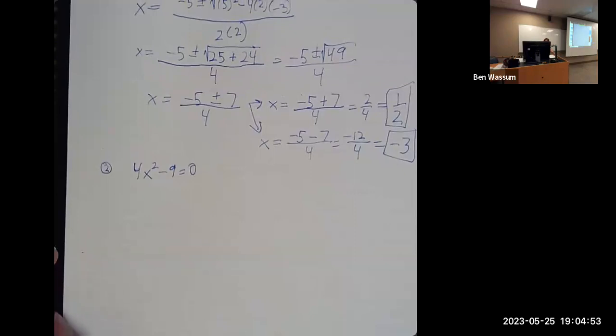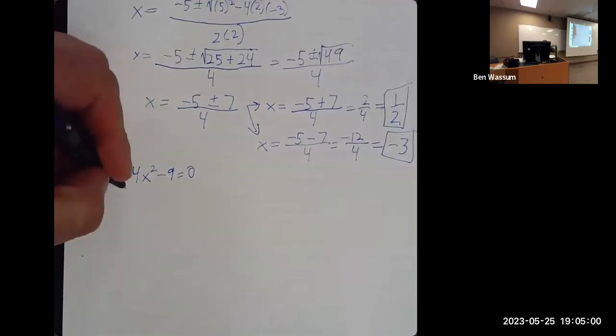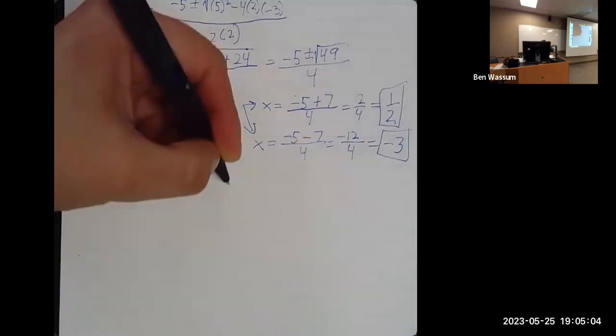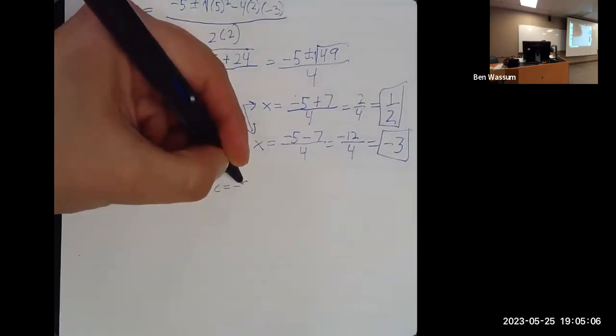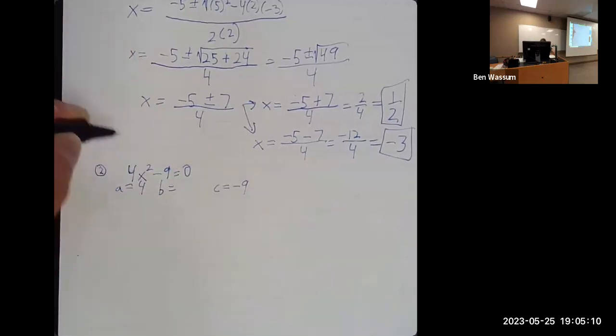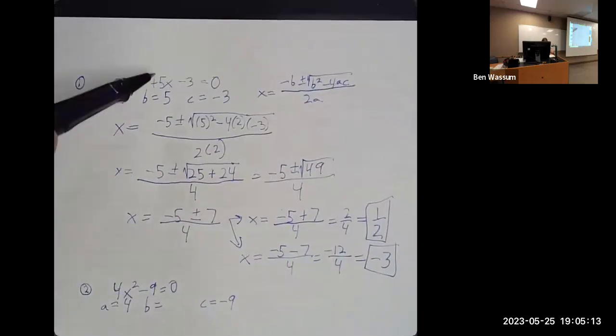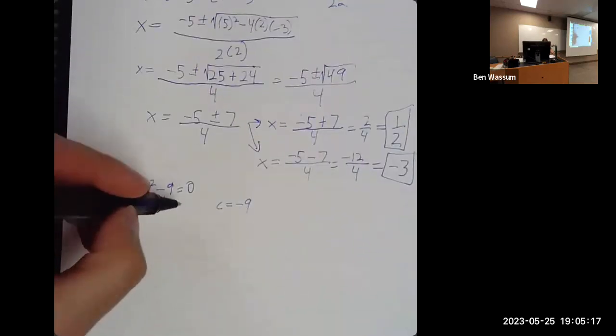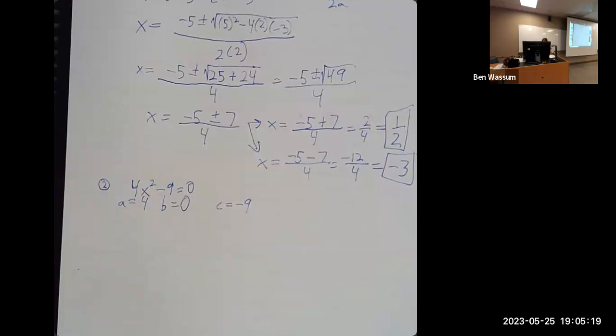Yeah, so the next one, we have 4x squared minus 9. So one thing to notice is that we have our A, we have our C, but we don't have a B. There's nothing there. We don't have that term with just an x on it. So when that happens, you're going to say it's 0. We don't have it, it's not there.